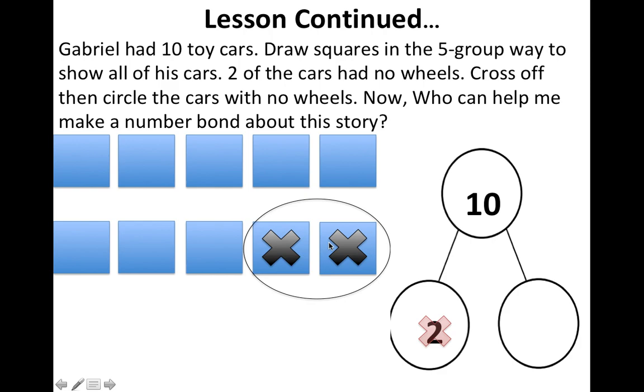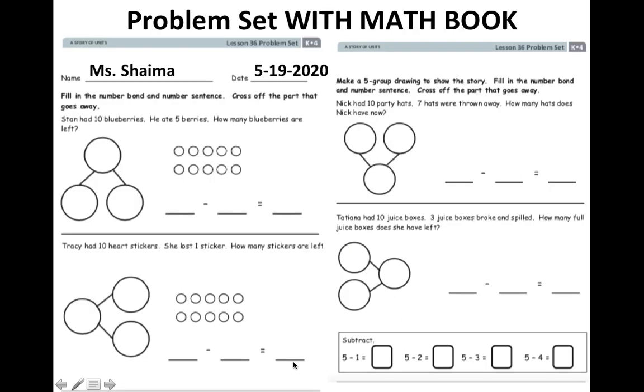How many cars still have wheels, or they're still good? Let's count. I'm not going to count from 1 because I already know that in the top I have 5. So I have 5, 6, 7... I'm sorry, I miscounted. I have 5, 6, 7, 8. I have 8 cars still good, right? So I know that 8 and 2 put together makes 10. But also 10 take away 2 is 8. So now let's get started with our problem set.